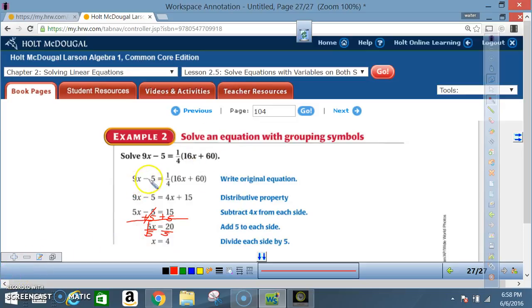Notice they're no longer showing you each and every step along the way. The distributive property, you have to know how to do it. We learned that early in your school year. Knowing to subtract 4x from each side, they're not showing you that. You have to know how to do that. Add 5 to each side, they're not showing you that. You have to know how to do that. And divide each side by 5, they're not showing you that. You have to know how to do that.